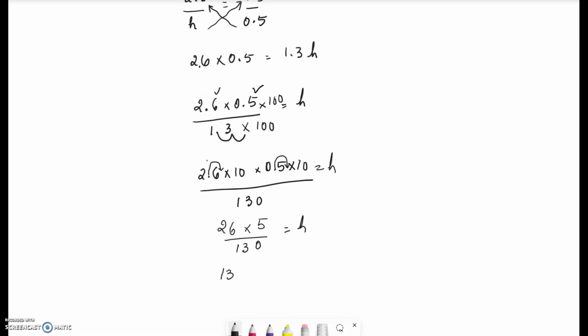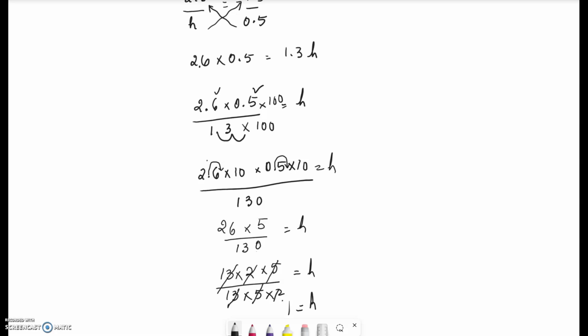26 is 13 times 2, times 5, divided by 13 times 10, and 10 is 5 times 2. 5 times 2 is 10, so that makes 13 times 10, 130, equals h. Now cancel common factors, and we're left with h equals 1.